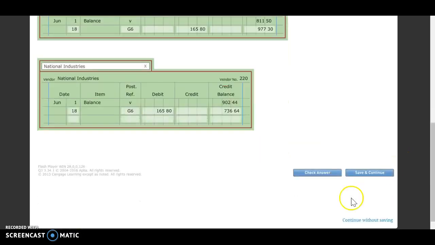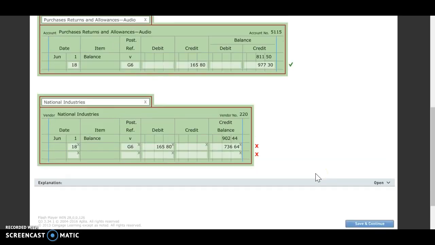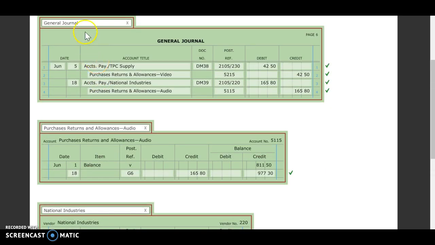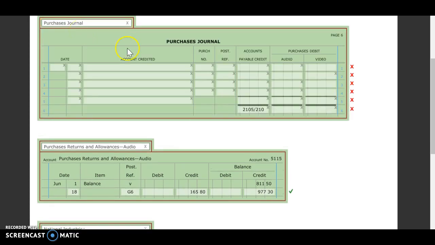So I am going to say check answer. Of course, this is going to be wrong. I'm going to have a lot wrong from this. I am going to go back and show you this purchases journal. As far as this one goes, remember when we were typing this in, we couldn't put the correct numbers. I don't know why they did this, but they're asking for 2 numbers down here, and they don't need 2 numbers down there.